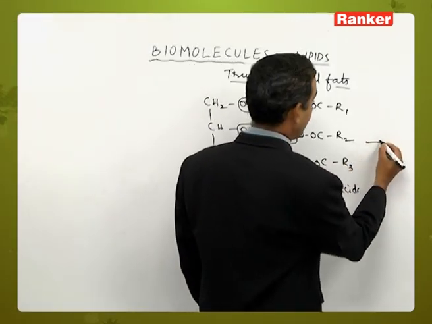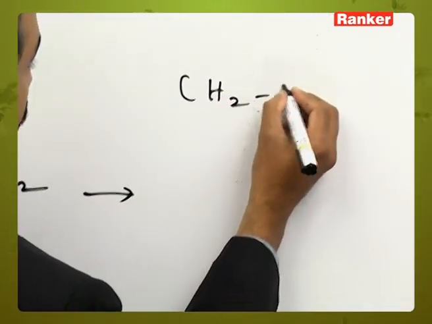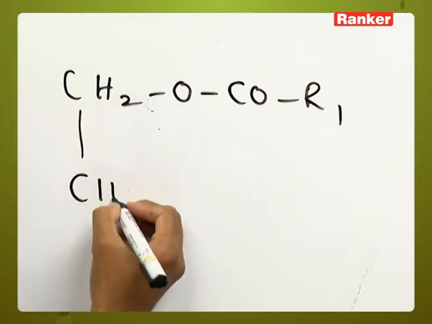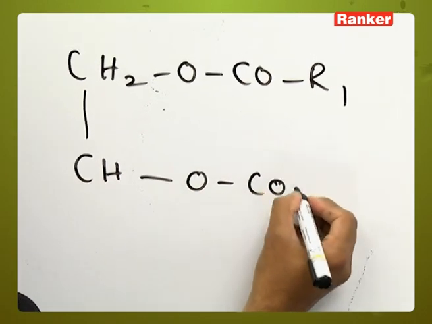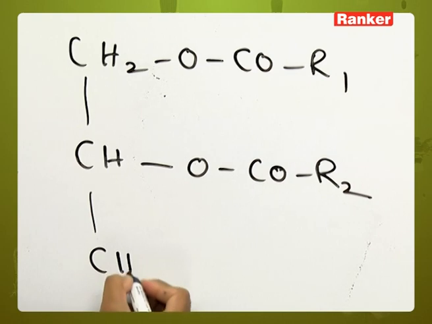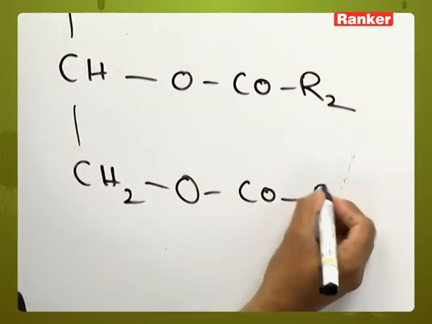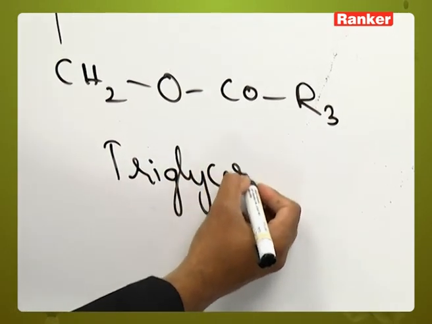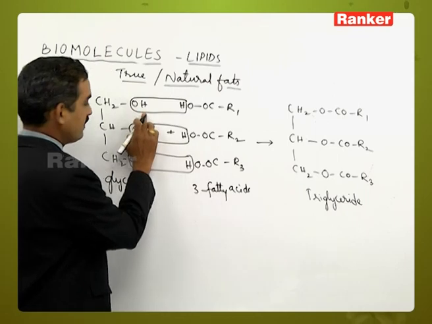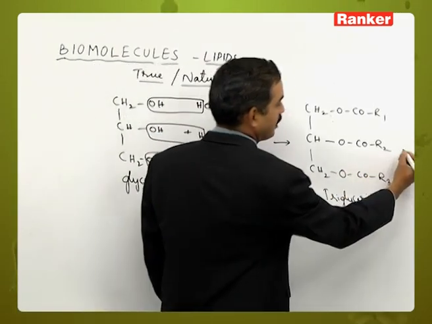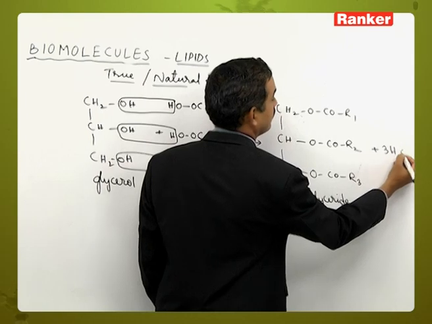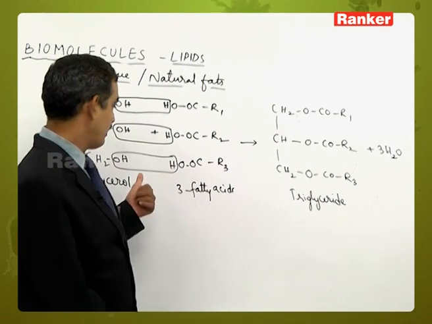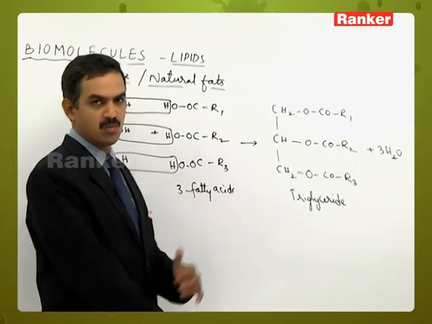So it forms a molecule CH2O-COR1 with CHO-COR2 and CH2O-COR3. So this is an example of a triglyceride molecule, plus 1, 2 and 3, 3 water molecules are released. Likewise, the triglyceride is formed by the esterification of 3 fatty acid molecules with 1 glycerol molecule.